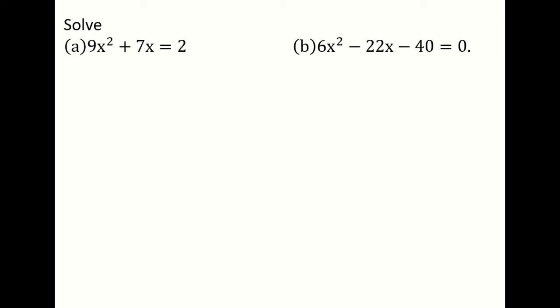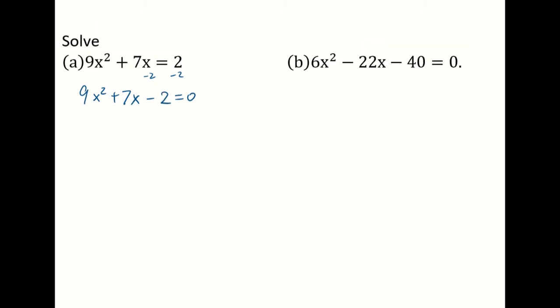In this video, we'll solve the following two quadratic equations by factoring. Let's look at problem A first. We want to make one side equal to 0, so we want to subtract 2 on both sides. So we have 9x squared plus 7x minus 2 equals 0. We want to factor the left side, 9x squared plus 7x minus 2.